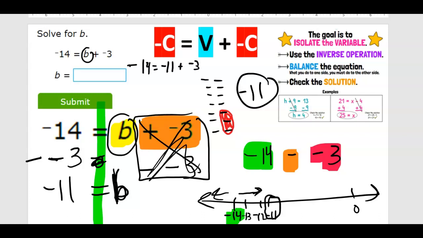Check this out. If you take 11 negative people and you add 3 more negative people, you're going to get a total of, guess how many? 14 negative people. So negative 14 equals negative 14. Oh yeah, booyah, bazinga.